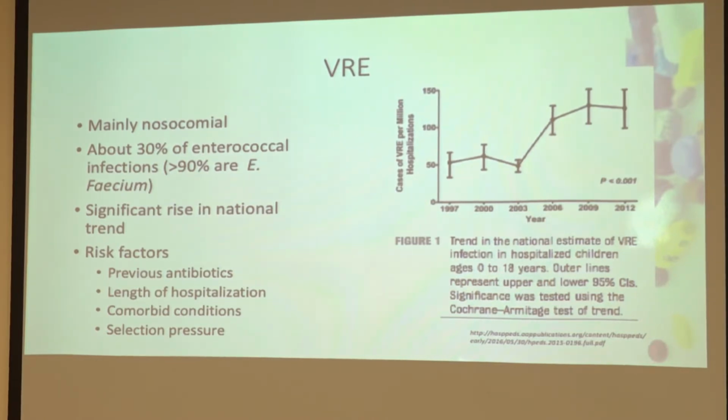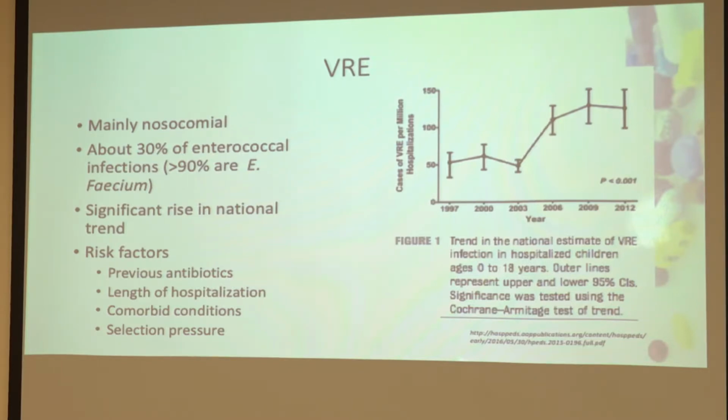So talking about VRE, enterococcus is tolerant to heat, chloride, and certain alcohol preparations, and they can survive for long periods on environmental surfaces, which aids in their nosocomial transmission. So VRE is mainly acquired nosocomially. About 30% of enterococcal infections are due to VRE, and more than 90% of VRE infections are due to the species E. faecium. As we can see in the picture on the right side, there has been a significant increase in the incidence of VRE in the last few years. It has been creeping up.